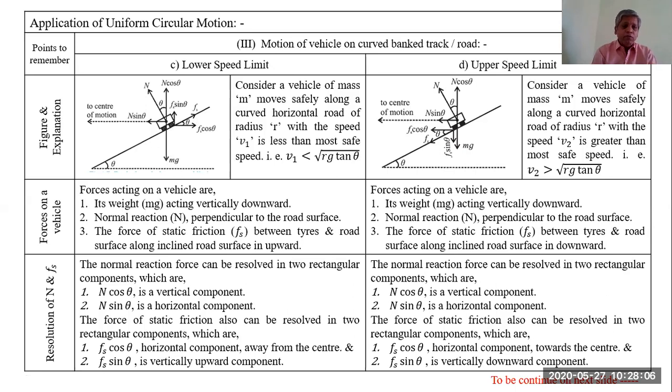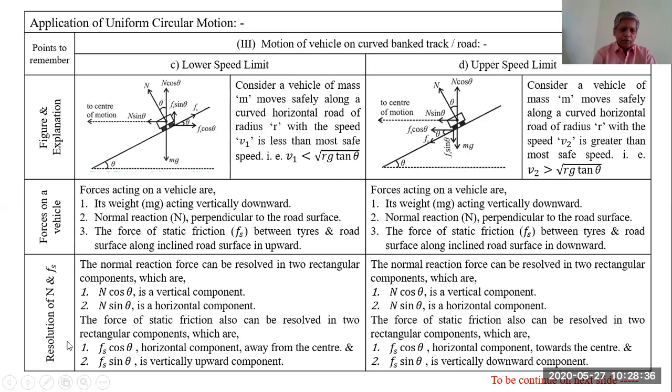The normal reaction force can be resolved into two components, N cos theta and N sin theta. We have already explained this in the earlier slides. Here, the force of static friction can also be resolved into two rectangular components: one is the horizontal component Fs cos theta and the other is Fs sin theta.